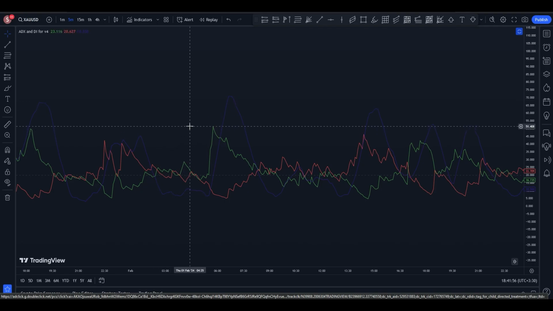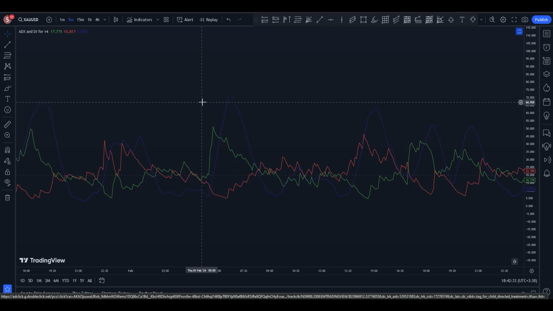This is a line that shows the trend strength, regardless of whether it is up or down. It ranges from 0 to 100, with a high value indicating a stronger trend. A common rule of thumb is that a trend is strong when the ADX is above 25 and weak or non-existent when the ADX is below 20.